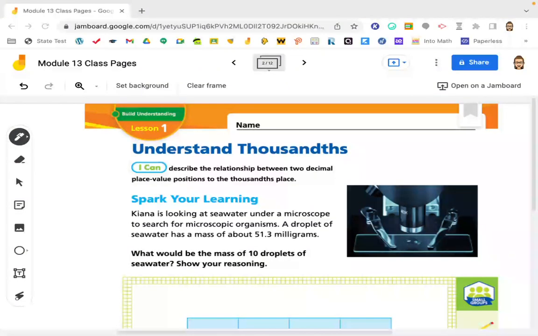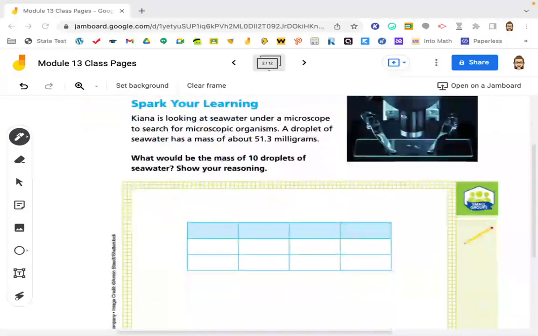So, look at the spark you're learning. It says Kiana is looking at seawater under a microscope to search for microscopic organisms. A droplet of seawater has a mass of about 51 and 3/10 milligrams. What would be the mass of 10 droplets of seawater? Show your reasoning.